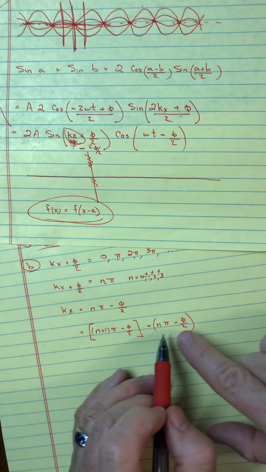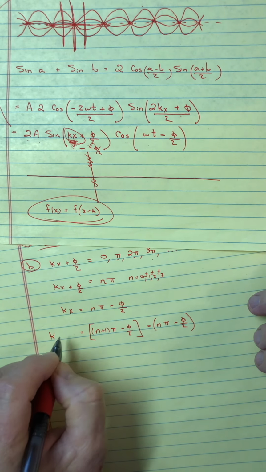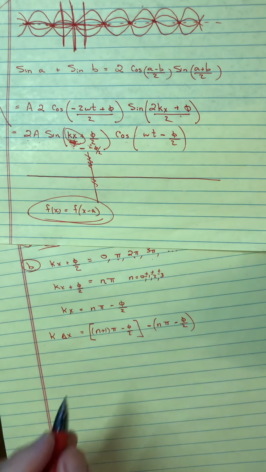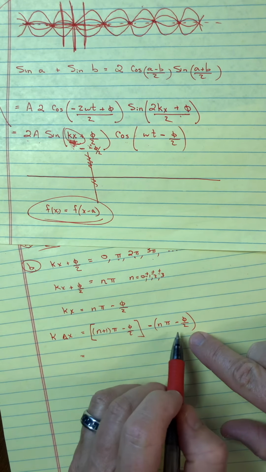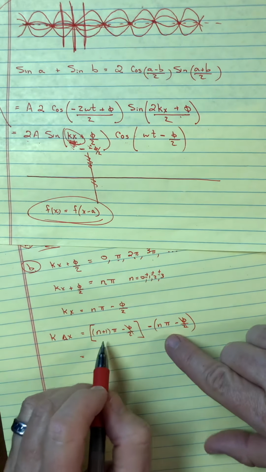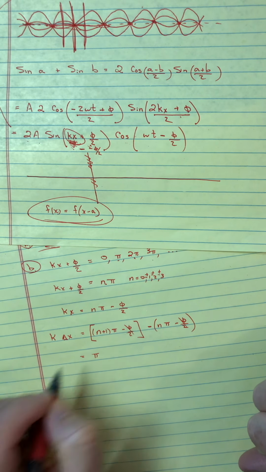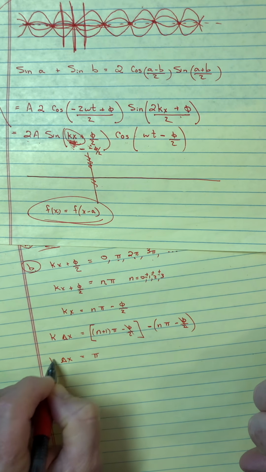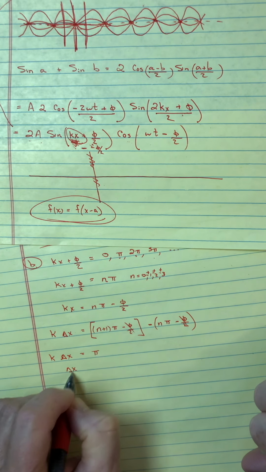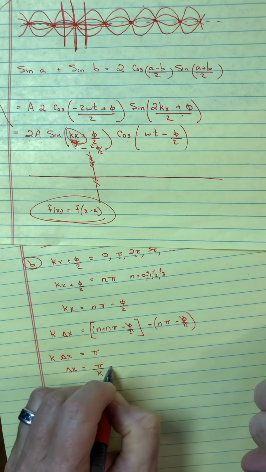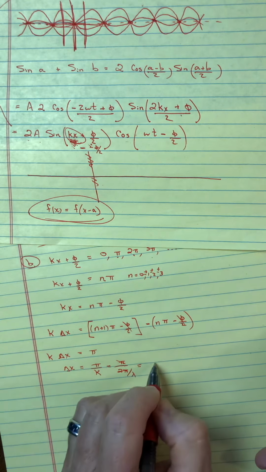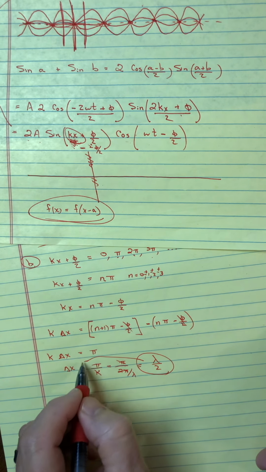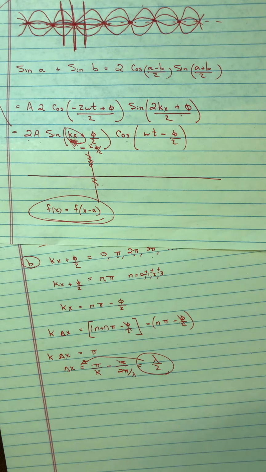So that's from one node to another node. You would have k times delta x. How far did it go? But you can see then the phase is irrelevant. This minus phi over 2 and this plus phi over 2 cancel off, and even the n pi's cancel off, and you're stuck with this pi. So k delta x is still pi. Solve for delta x, you would have pi over k, and remember k is 2 pi over lambda. The pi's cancel off, and you get lambda over 2. And so there's your mathematical proof that the nodes are a half wavelength apart.